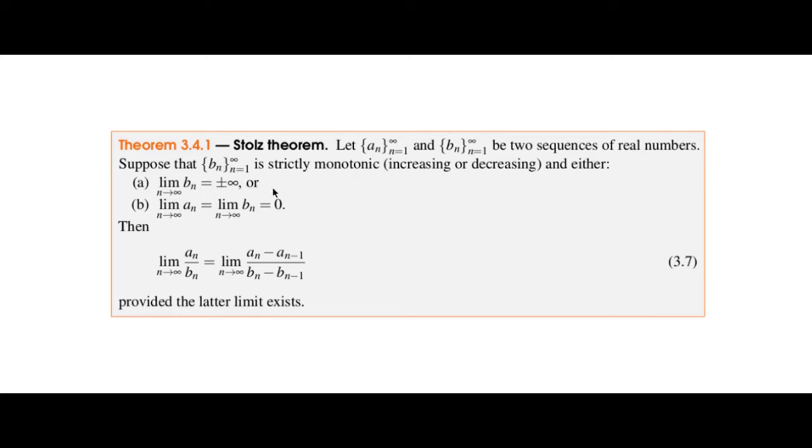so it's a divergent sequence. For instance, b sub n could be n or n squared, something like that. Or that the limit of a sub n and b sub n is 0, so then you would have a 0 over 0 indetermination, right? Then, and this is the important result, the limit of the quotient between these two sequences, a sub n and b sub n, is the same as this limit: the limit of a sub n minus a sub n minus 1 over b sub n minus b sub n minus 1. Okay, that's only when the latter limit exists.